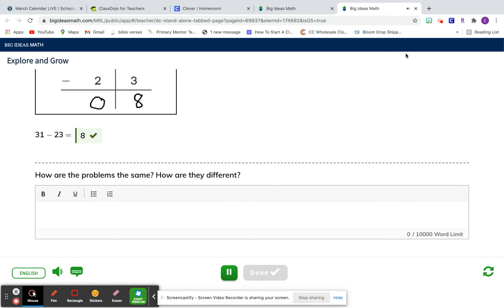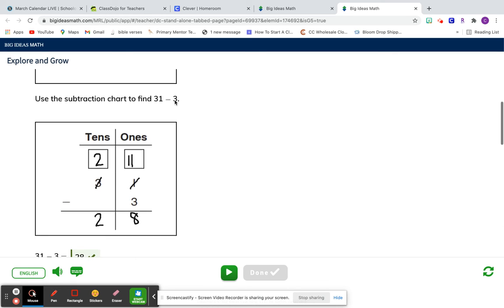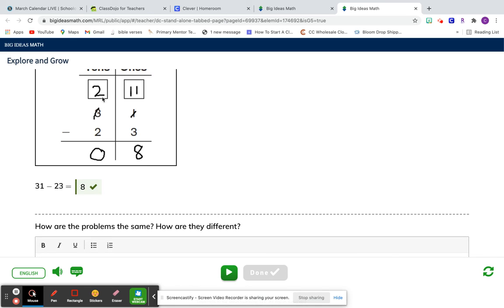How are the problems the same? How are they different? So remember, the only difference was in the first one, we did not have to subtract in the tens. We just brought the 2 down because there was nothing in the tens for the second number. But in this one, we had to subtract 2 minus 2.